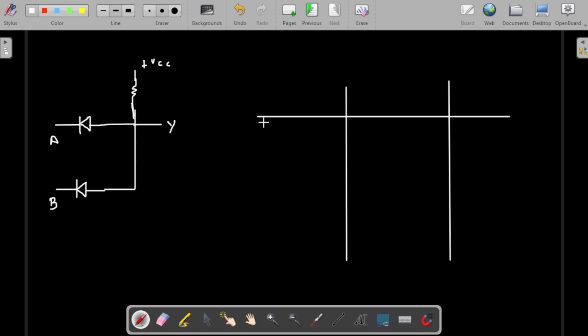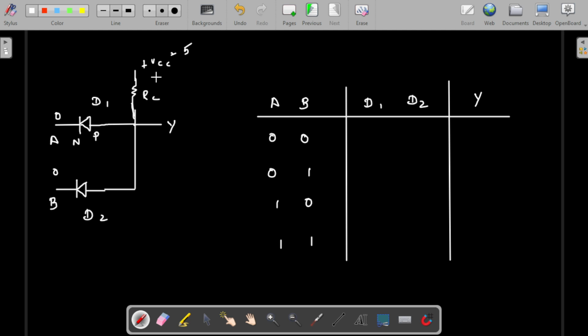Let's take the inputs A and B. We need to apply different inputs, which will be 0, 0, 0, 1, 1, 0, and 1, 1. This is diode D1 and the diode below is D2. This is the RC load capacitance. So D1, D2, and here the output Y. When we apply 0 and 0 as the input, and here plus VCC is generally termed as positive 5 volts. If you see, this is the P terminal and this is the N terminal. So P is connected to the higher voltage and N is connected to the lower voltage, that is 0.